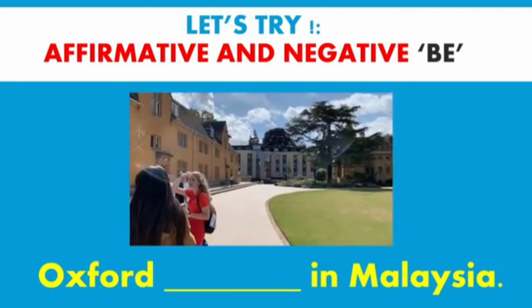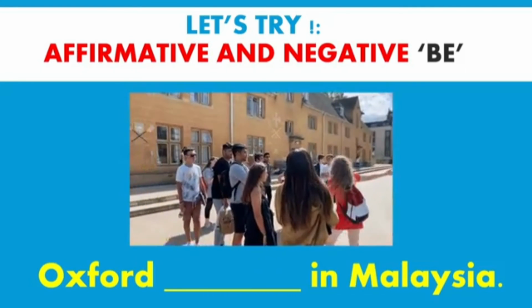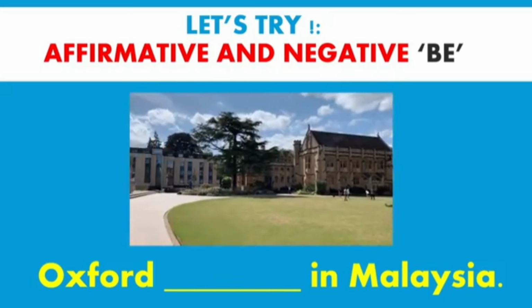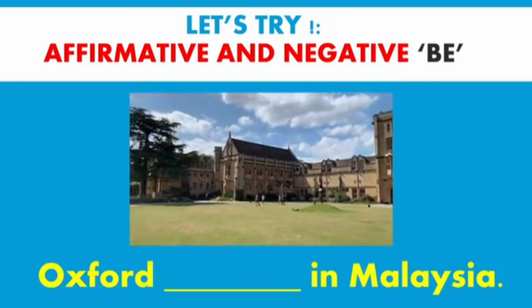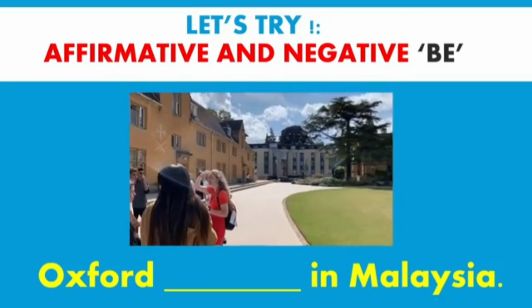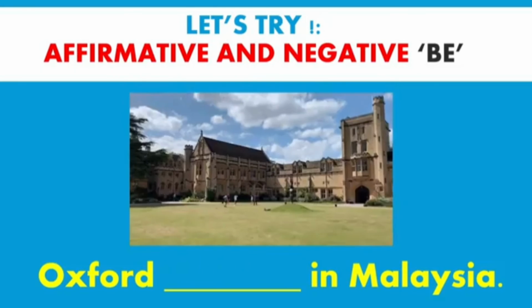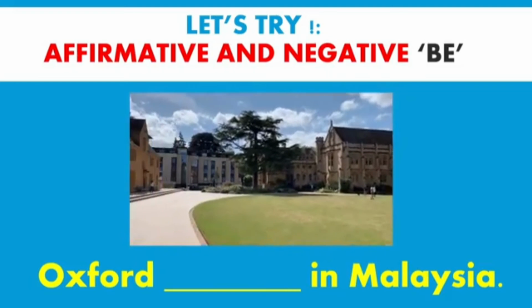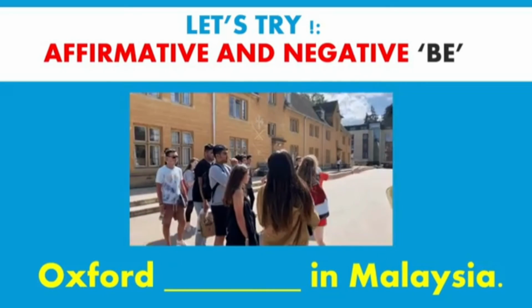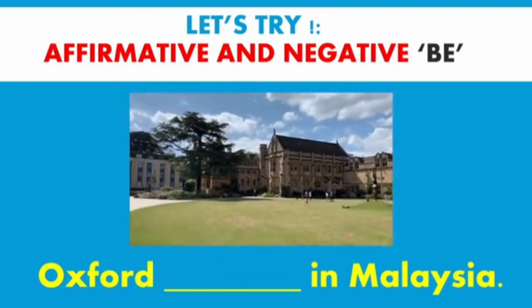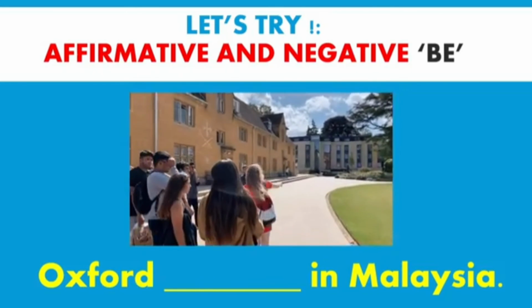Next, Oxford in Malaysia. Are you sure Oxford is in Malaysia? So this sentence is not affirmative. This sentence is definitely negative. It means that it's a no statement. Because Oxford, we don't see it in Malaysia. Oxford is in the United Kingdom. So this statement, when we want to say no to it, how do we say it?